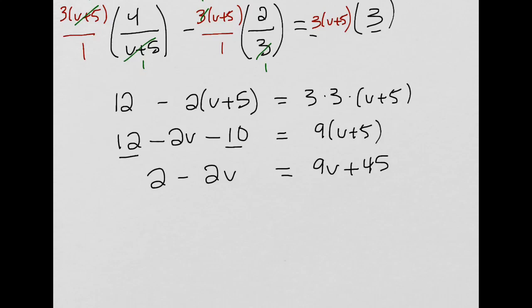So now all I want to do, once those fractions are cleared, is I just want to solve what's left. So let's get all of our v terms on one side. So I can either get rid of all the v terms on this side, or I can get rid of all the v terms on this side. I personally like working with positive numbers, so I'm going to get rid of these guys. And the way I'm going to do that is just by adding 2v. If I add 2v to both sides, I'll be left with 2 equals 11v plus 45.